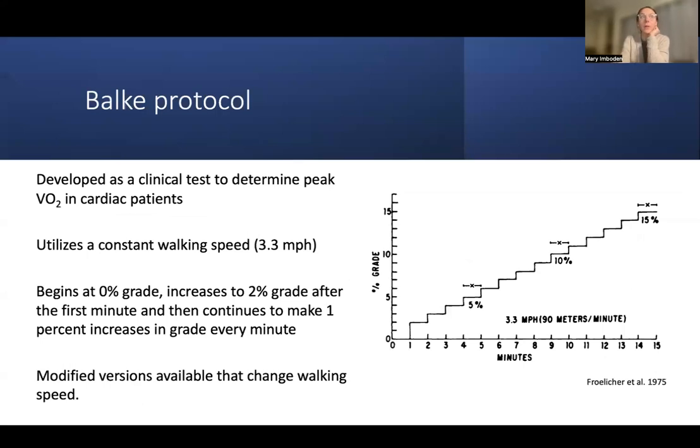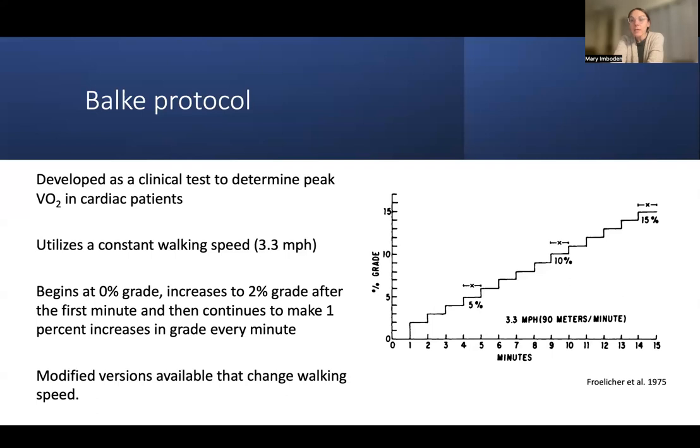The Balke protocol is an older protocol, but you still see it a lot, like in the Aerobic Center Longitudinal Study, which is a big study. Lots and lots of tests have been done with this study. They use the Balke protocol, specifically a modified one, to determine peak VO2 in individuals that aren't as fit. It was first created as a clinical test to determine peak VO2 in cardiac patients, but we do see it often used in older adults or individuals with other underlying conditions.